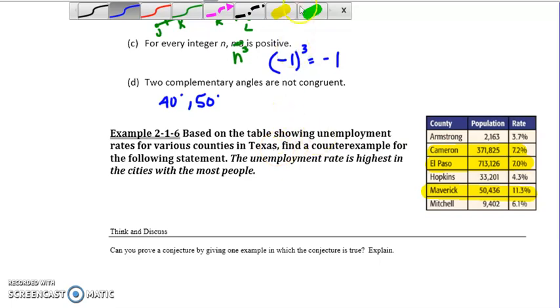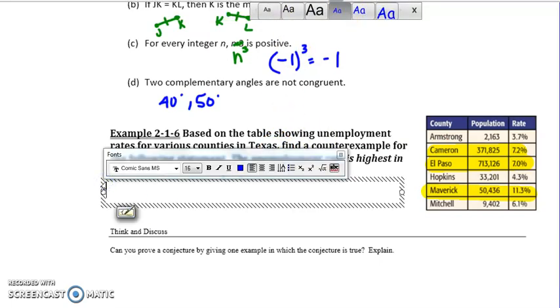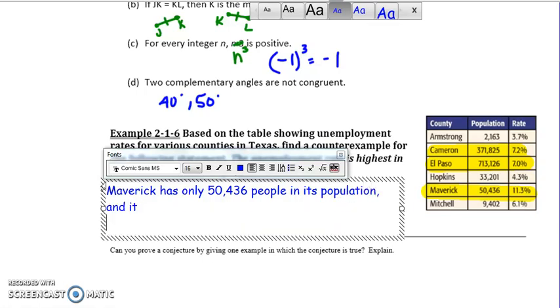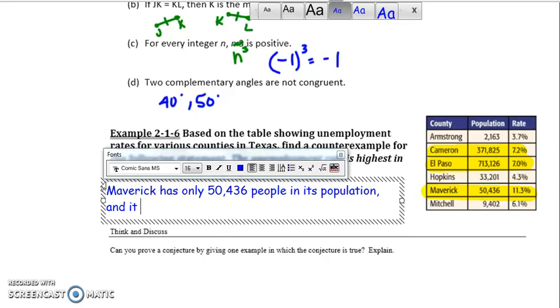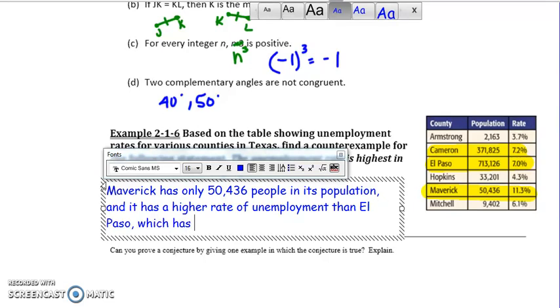So let's go ahead and make a comment about that. Maverick has only 50,436 people in its population, and it has a higher rate of unemployment than El Paso, which has 713,126 people.